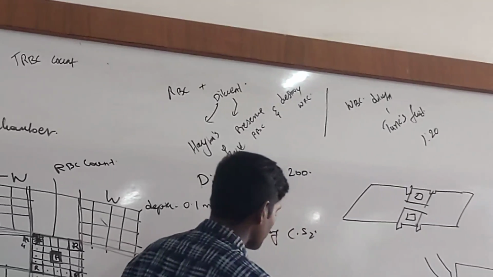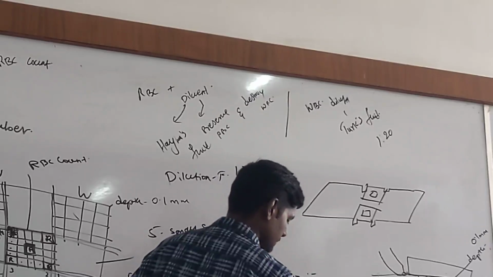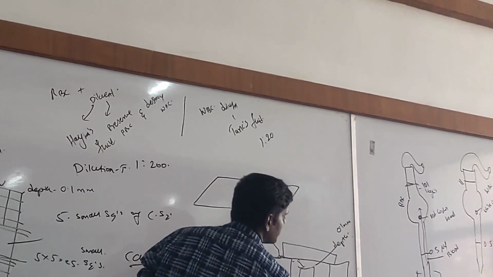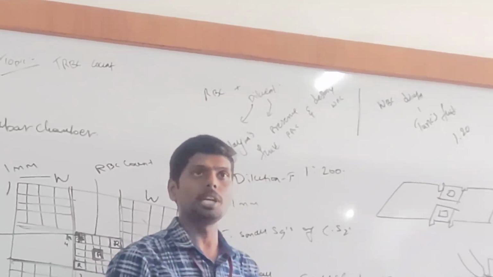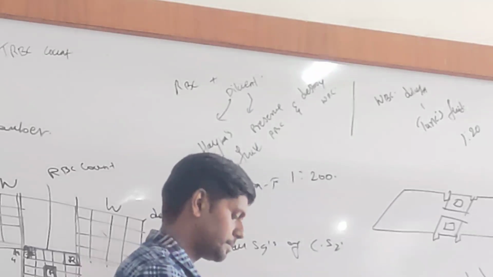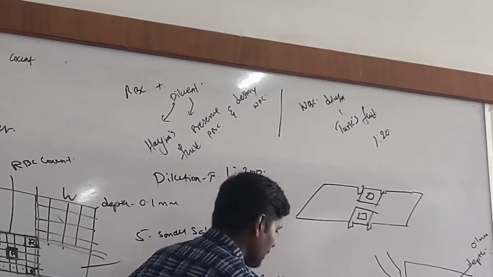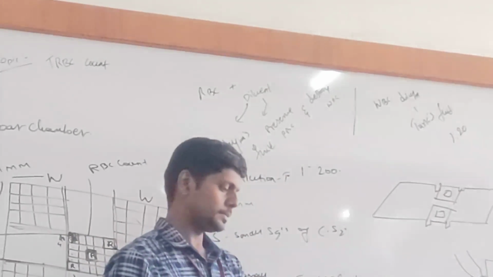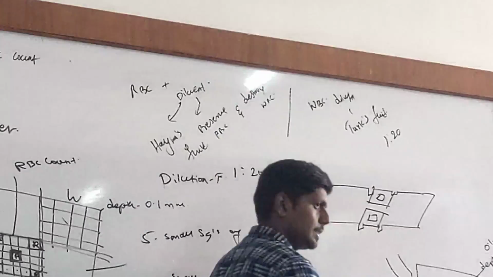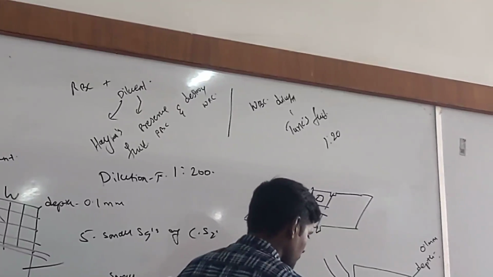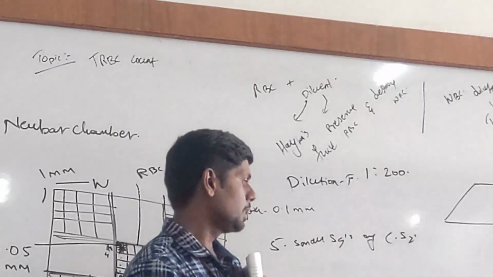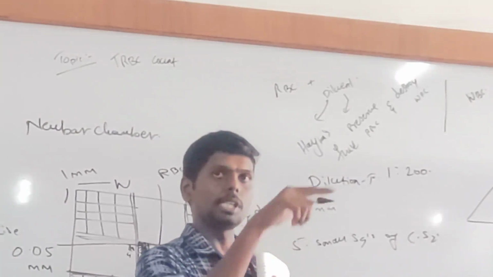Write down the calculation. Volume of area in which RBC counted in 5 squares. You are counting in the 5 squares of the central square, right? Write down: 1 by 5 into 1 by 5, into 0.1, which is the depth of the Neubauer chamber, into 5 squares, in millimeter cube, because it's a volume, so cube.